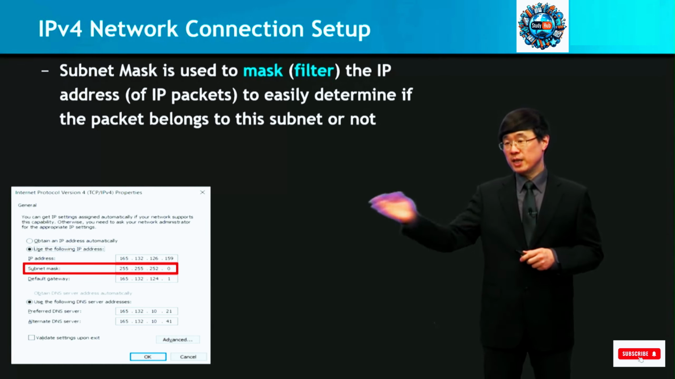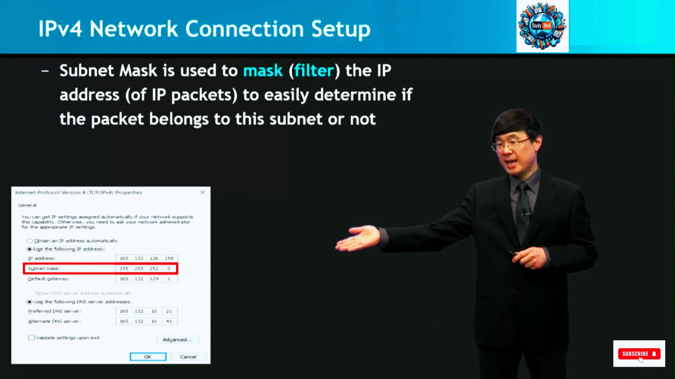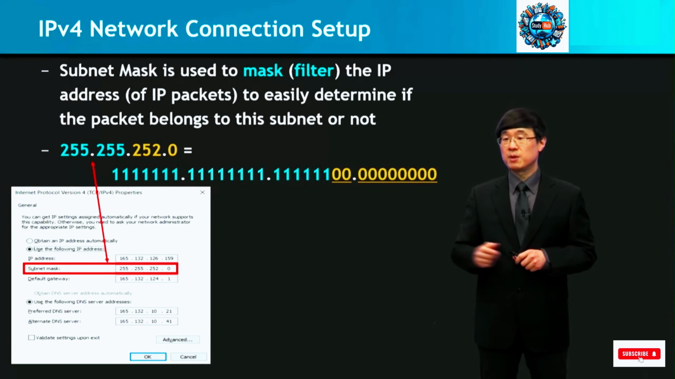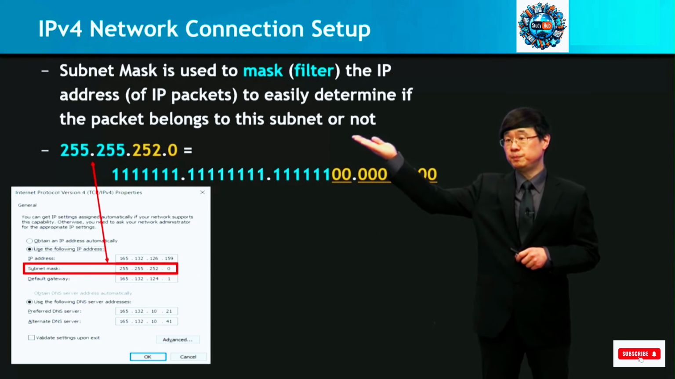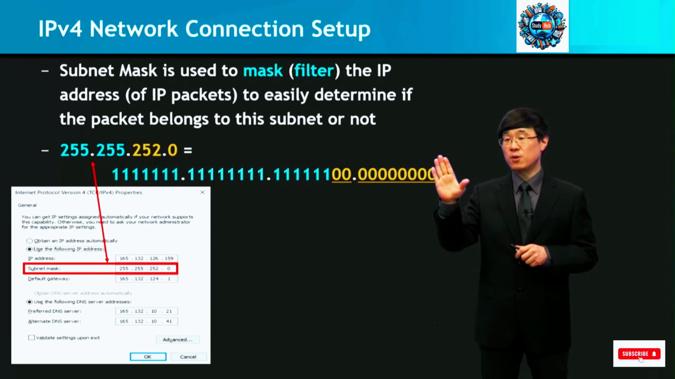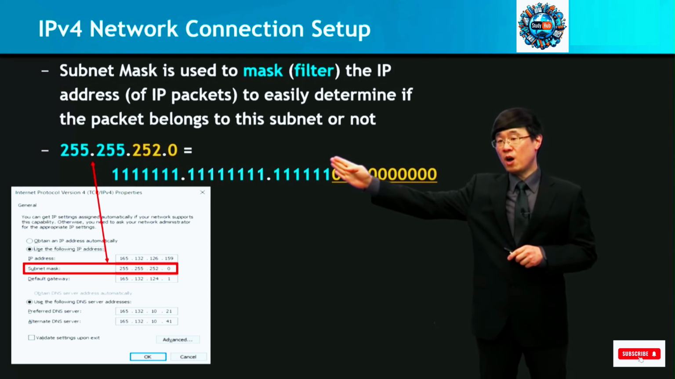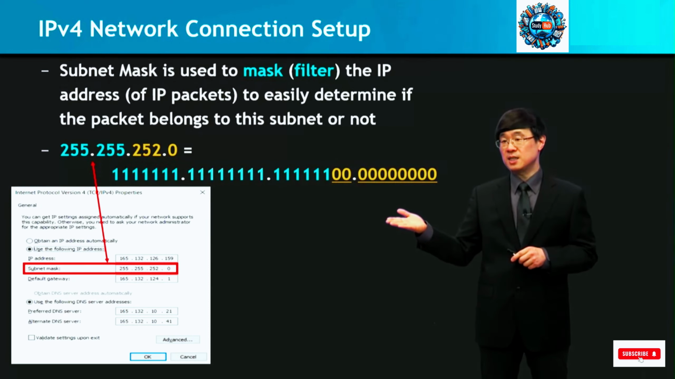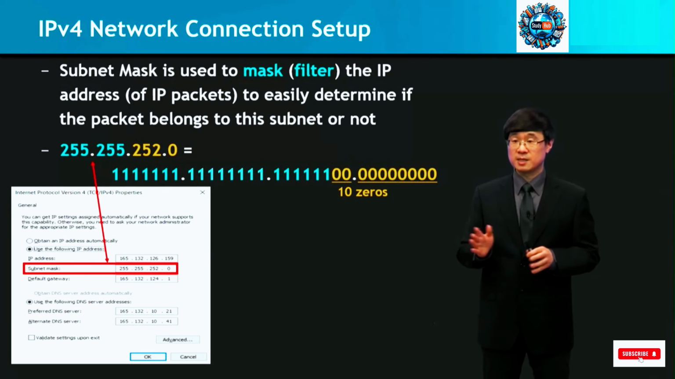For example, let's look at this window down here, and it has a subnet mask. The number that you see is listed above here. It is 255.255.252.0. Change that into binary, and this is what you have. Here, you can see the series of all the ones, and then you can see the zeros right here. There are 10 zeros in a sequence.